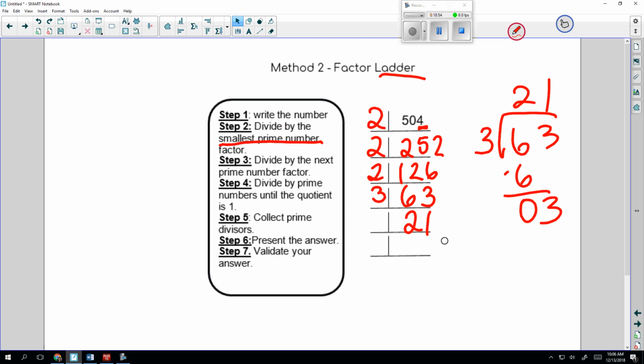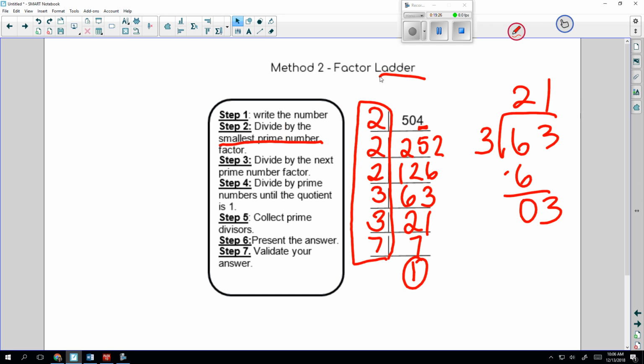Is 21 divisible by 3? Yes. Sure is. 7. How many times is it? 7. Okay. So we ask ourselves, is 7 divisible by 3? 7 is a prime number. It's not divisible by 3, but 7 is a prime number, so what is 7 divisible by? 7, right? And what's left over? 1, okay? So on a factor ladder, your goal is to get to 1. When you get to 1, now you have all of your prime factors, okay?